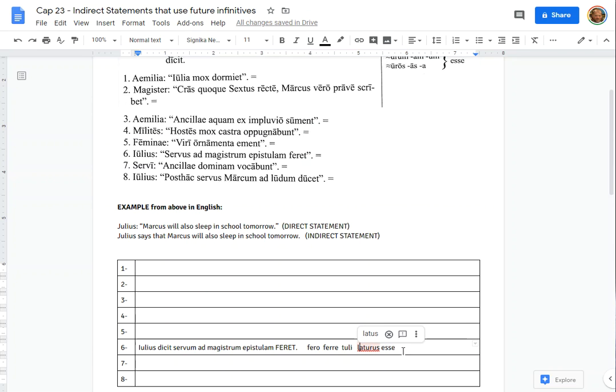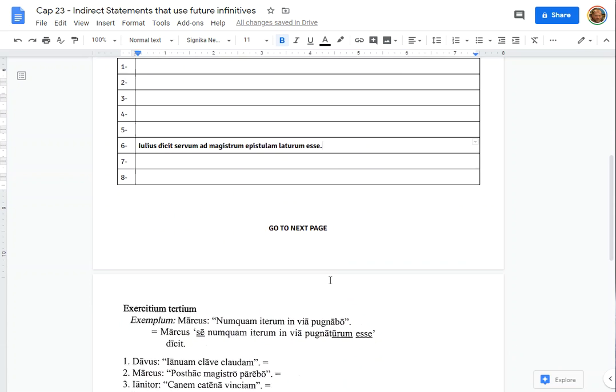Now, there's one more thing that will have to happen here. So I'm going to take this and plug it in for feret. Now there's one other thing that has to change, and that is because this slave, the accusative subject of the indirect statement, is accusative, he is the subject of this infinitive too. And therefore, servum is going to trigger this to become laturum. So there you have number six.